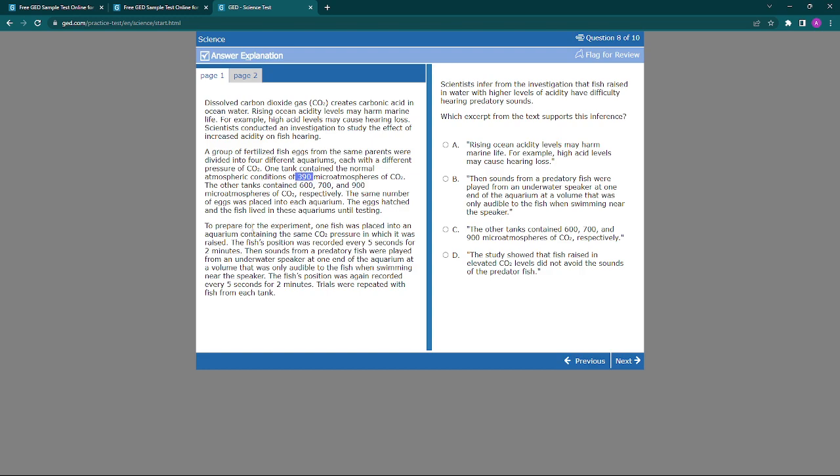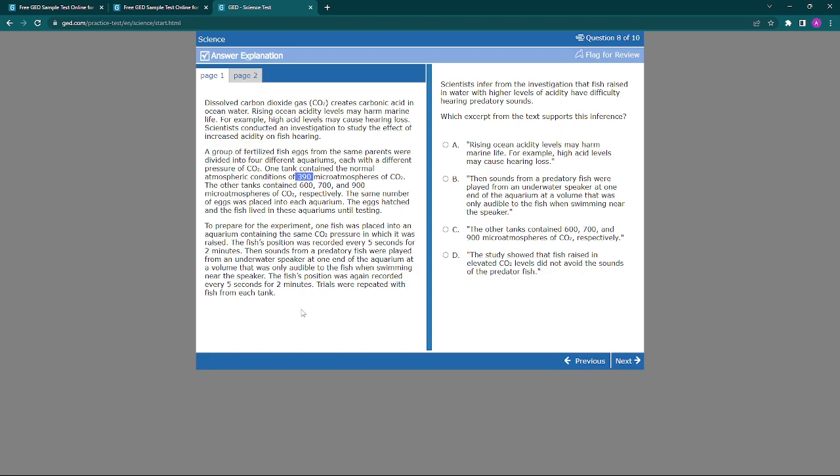So to prepare for the experiment, one fish was placed into an aquarium containing the same CO2 pressure in which it was raised. The fish's position was recorded every 5 seconds for 2 minutes. Then sounds from a predatory fish were played from an underwater speaker at one end of the aquarium at a volume that was only audible to the fish when swimming near the speaker.